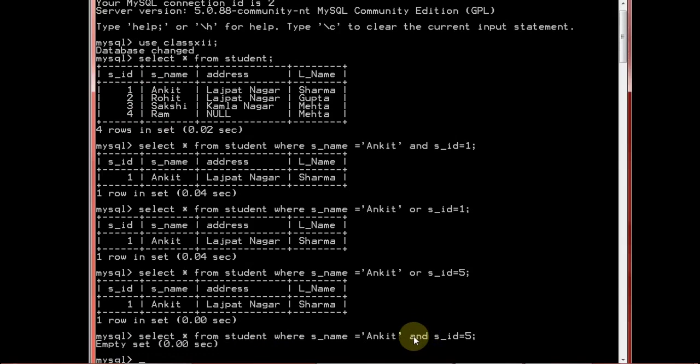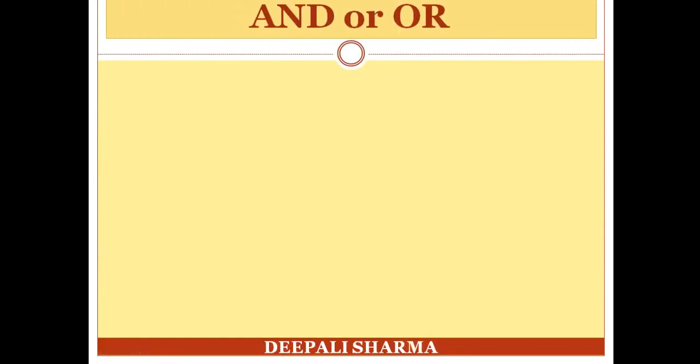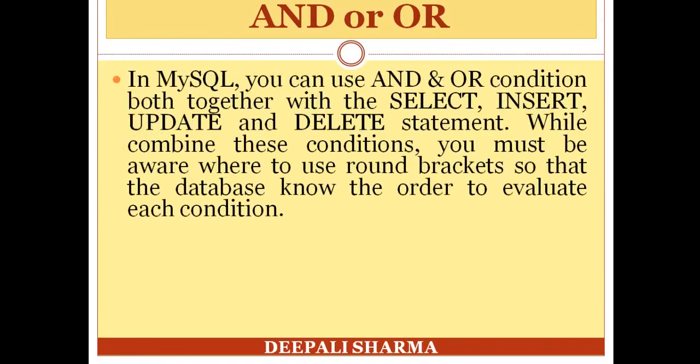Fine students. Now move on to the next condition, that is AND with OR. That means right now we are going to use the AND and OR conditions together. In MySQL you can use the AND and OR conditions together with the select, insert, update and delete statements. While combining these conditions, you must be aware of where to use round brackets so that the database knows the order to evaluate the conditions. That means you must check the order when you write the condition. So what is the syntax?